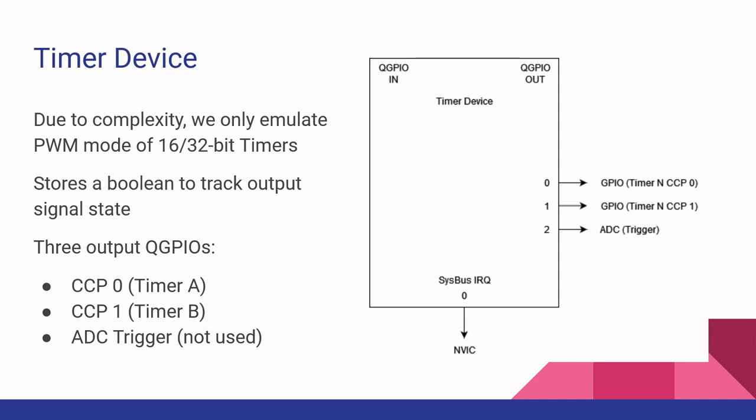It has 3 outputs, 2 for each of the timers. There's a timer A and timer B, and then 1 is the ADC trigger, which we don't actually connect to anything. And then it also has 1 sysbus IRQ for its interrupt.